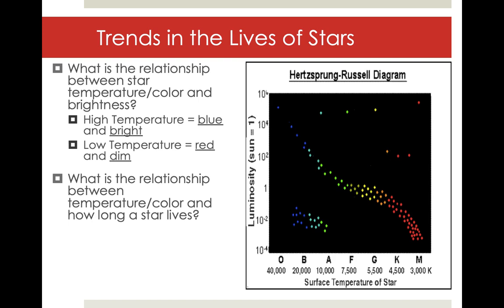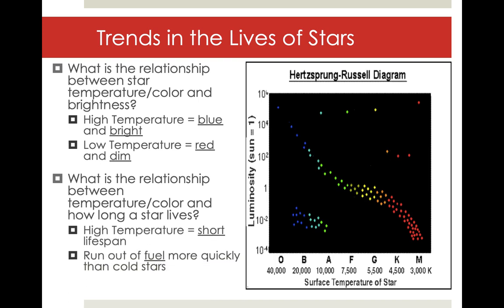So with that in mind, the same relationship applies to hot stars and cold stars. Stars that are hot have a short lifespan because they burn through their fuel very quickly. Stars that are colder have a long lifespan because they do not burn through their fuel as quickly. They're more of a slow burning fuel.